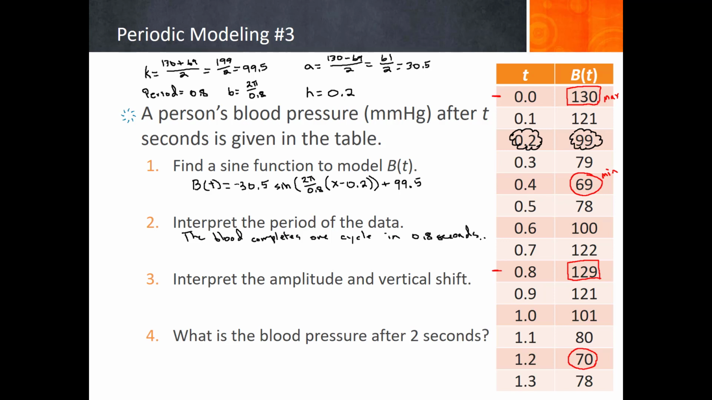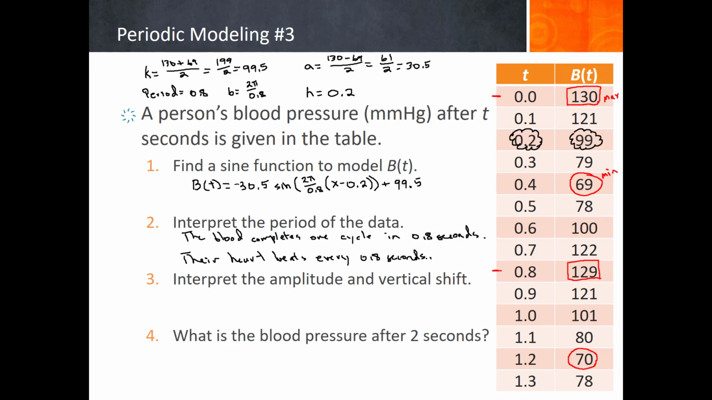Okay, another way you might be able to interpret that is that this person's heart beats every 0.8 seconds.